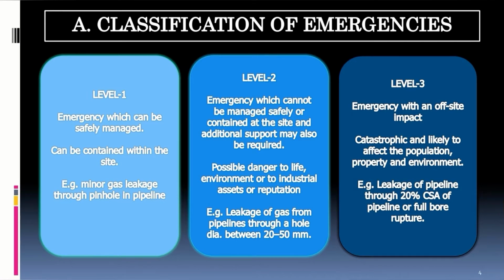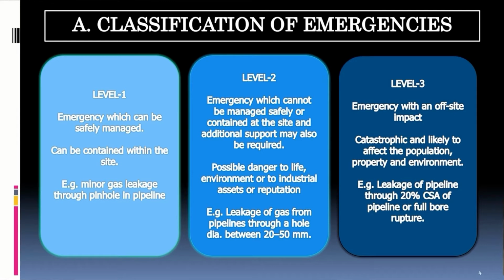Level 1 emergencies include those incidents which can be effectively managed and contained within the site, location, or installation. These emergencies do not have any impact outside the site. For example, if there is any minor leakage through a very small hole in a pipeline, or a minor fire is caused by a small hole, these fall under the category of Level 1 emergencies.